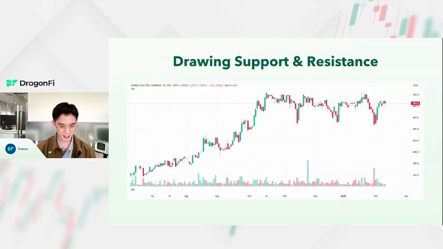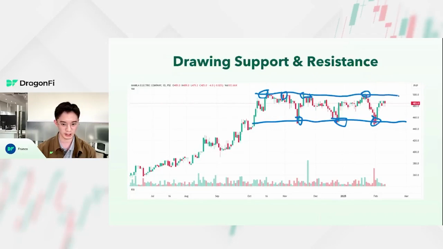So here is Meralco. Before today, this was a chart a few days ago, it was actually consolidating within a certain range. For example, we have a pivot point here, one here, and another here. So this would be a good level to draw support, like that. And for resistance, it's also at the 500 peso psychological level, and you see it failed to break out not once, not twice, not three times, but four times. So you can confidently draw a resistance level here.